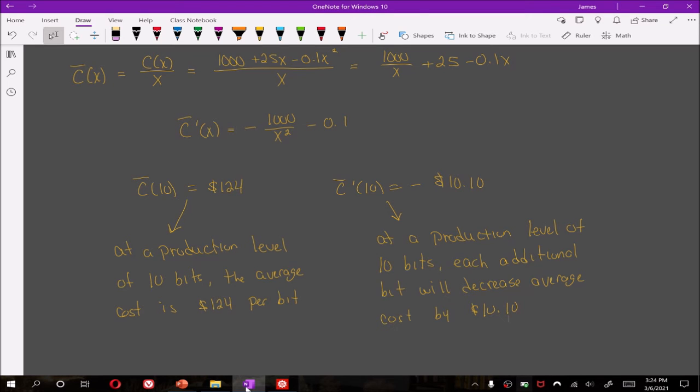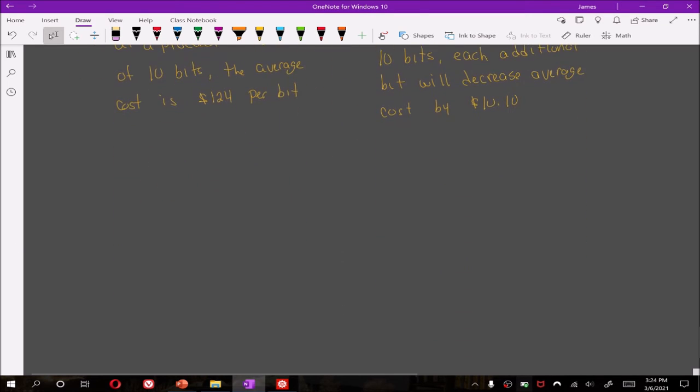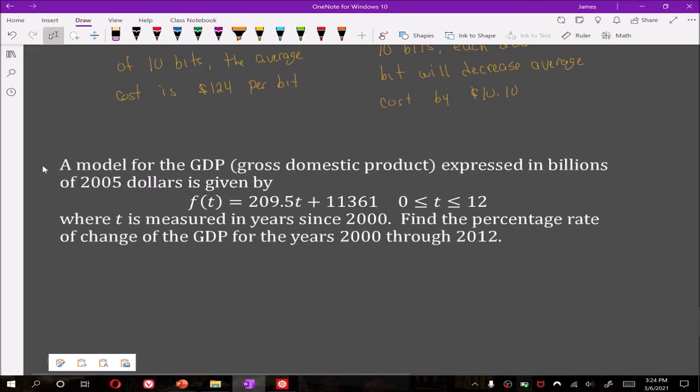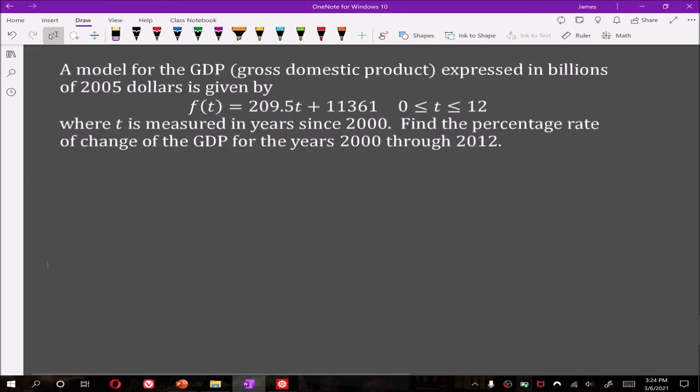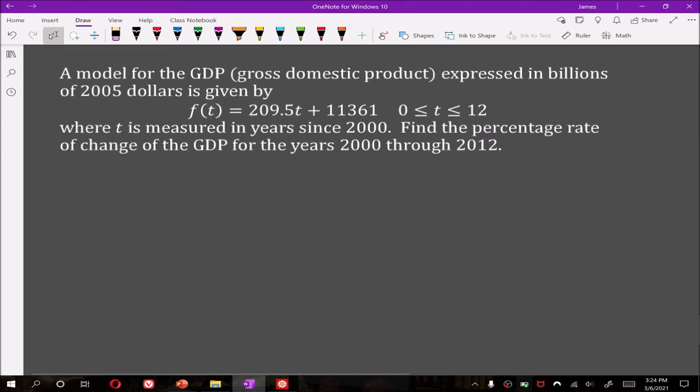Now let's consider this example. Model for the GDP, which stands for Gross Domestic Product, expressed in billions of $2005, is given by that function, where T is measured in years since 2000. What we wish to do is find the percentage rate of change of the GDP for the years 2000 through 2012.